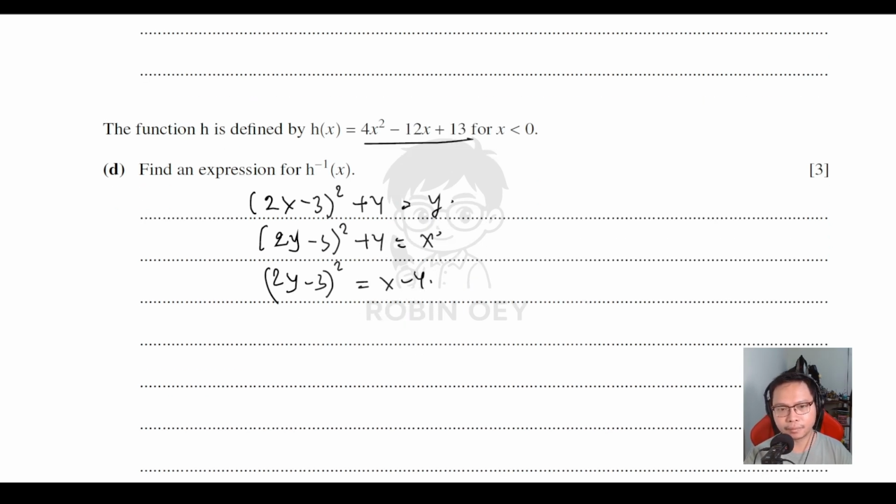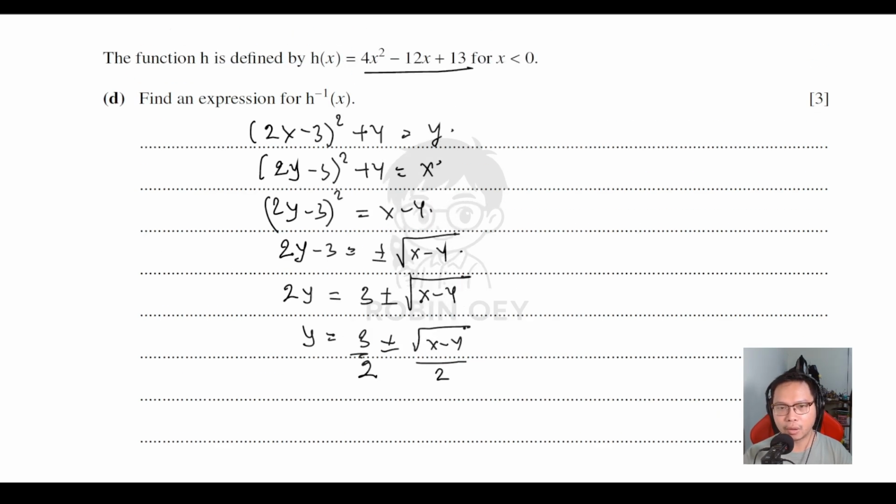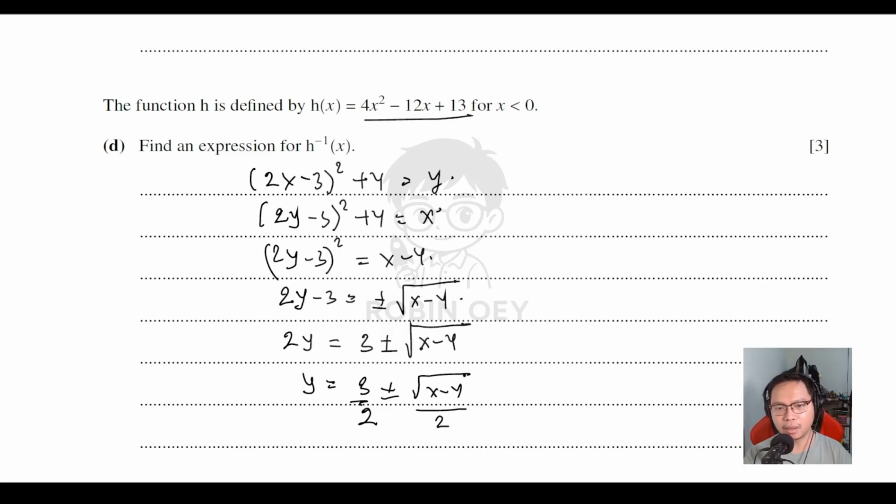And then 2y minus 3 equals plus or minus the square root of x minus 4. So 2y equals 3 plus or minus the square root of x minus 4. And then y would be 3 over 2 plus or minus the square root of x minus 4 over 2. The question is, which one are we looking for? Is it the plus or minus, or just the positive, or just the negative?